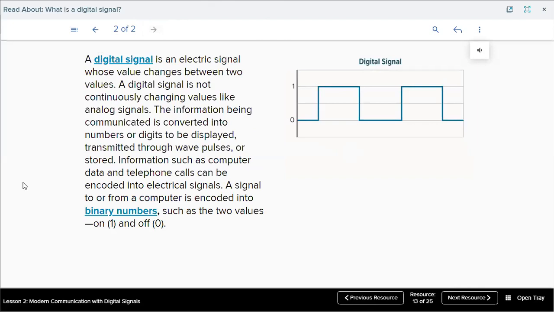Okay, Mu'taz, can you read about digital signal? A digital signal is an electric signal whose value changes between two values. A digital signal is not continuously changing values like analog signals. The information being communicated is converted to numbers or digits to be displayed, transmitted through waves or pulses, or stored. Information such as computer data and telephone calls can be encoded into electrical signals. So it can be encoded into an electrical signal, okay?